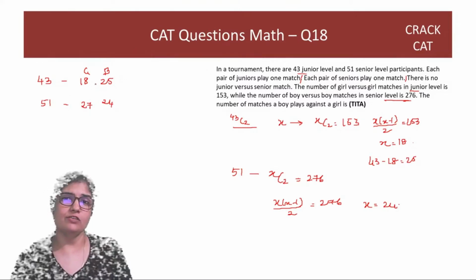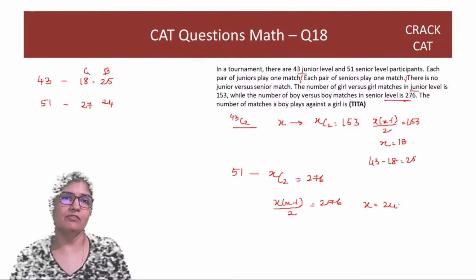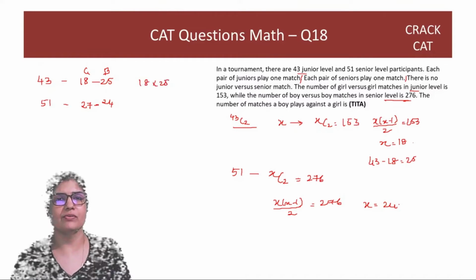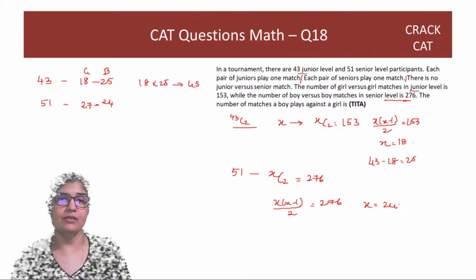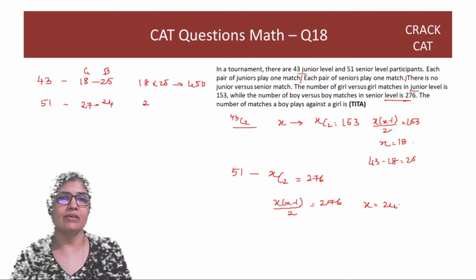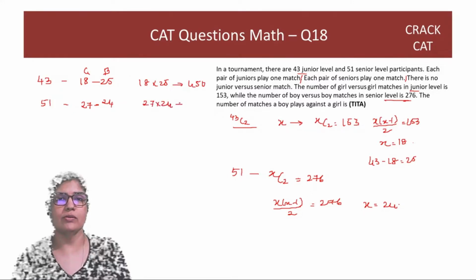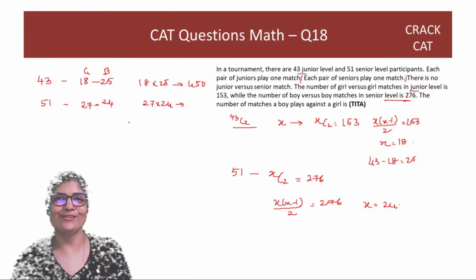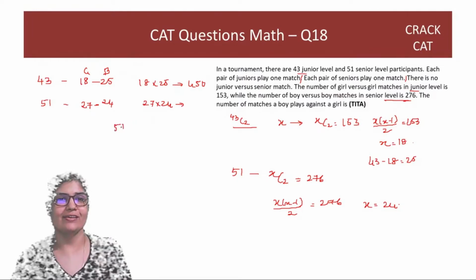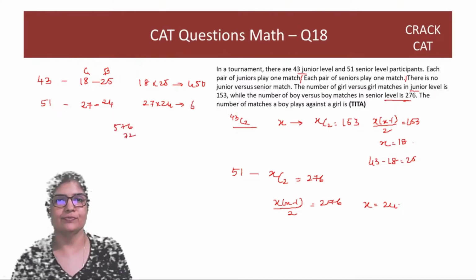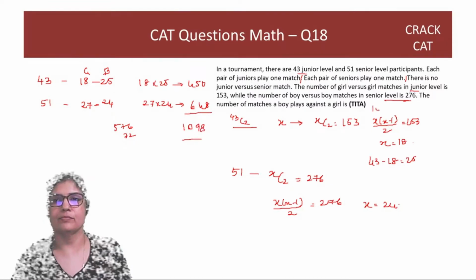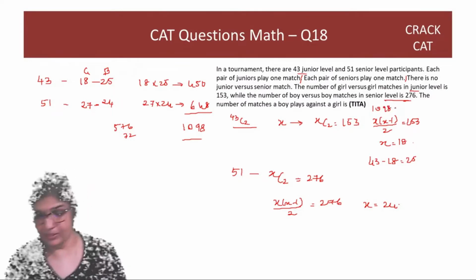So the number of matches of a boy against a girl will be only in junior and only in senior. So 18 into 25, which is 450, and 27 into 24. Now this is 24 into 24, 576, and another 72, 648. So the total is going to be 1098. Right? Great. Next question.